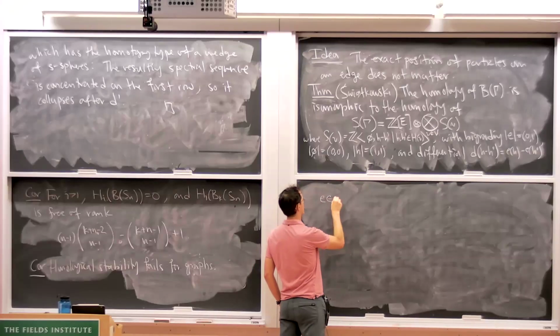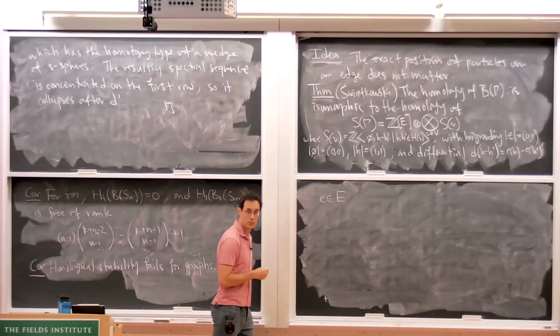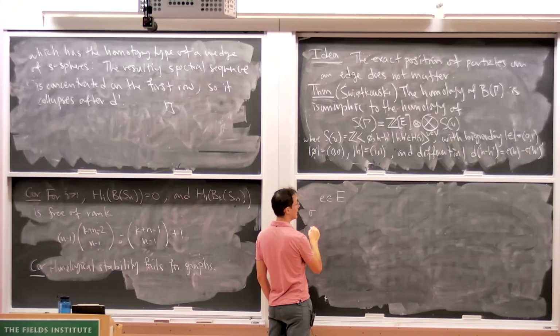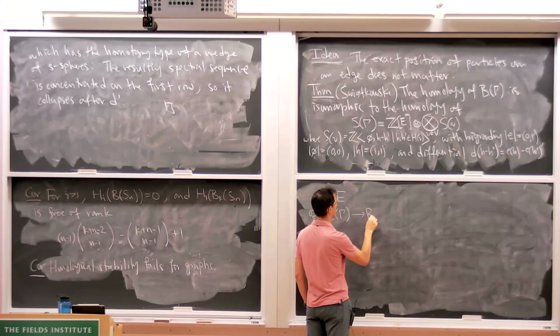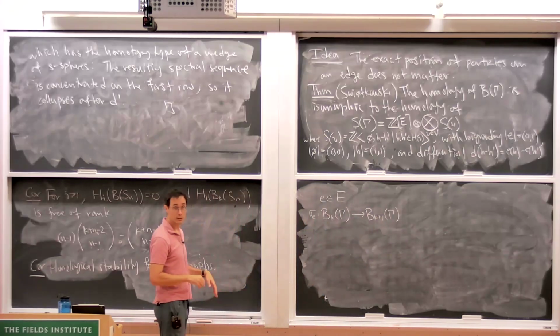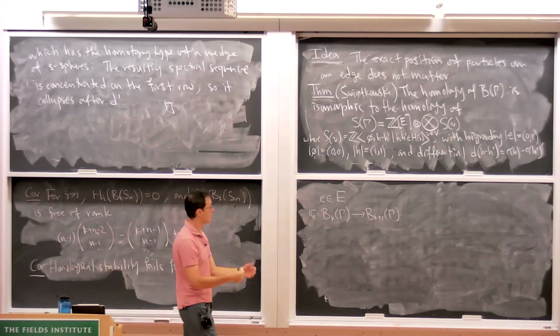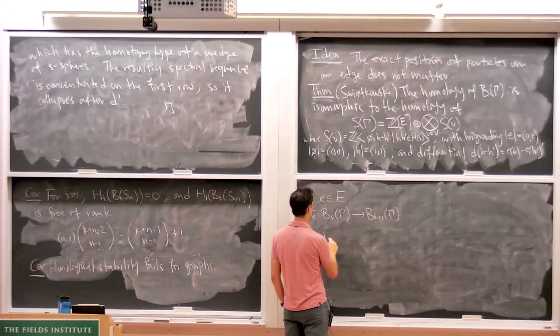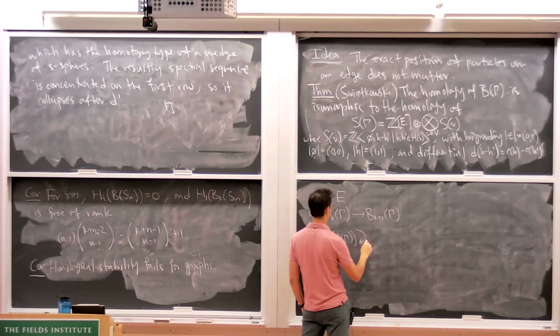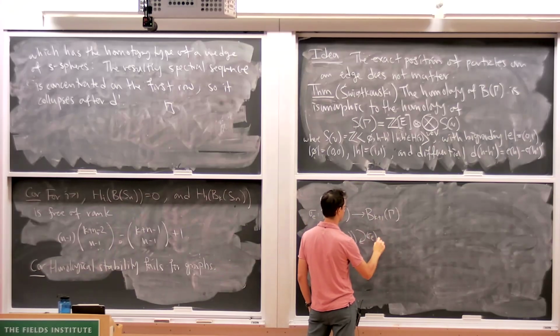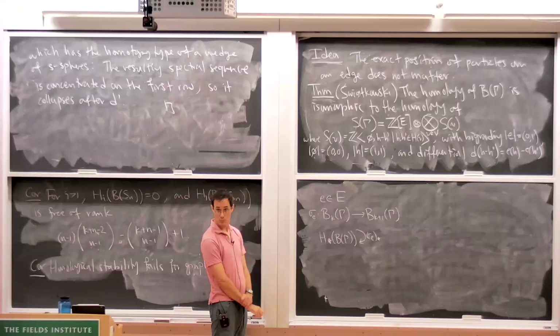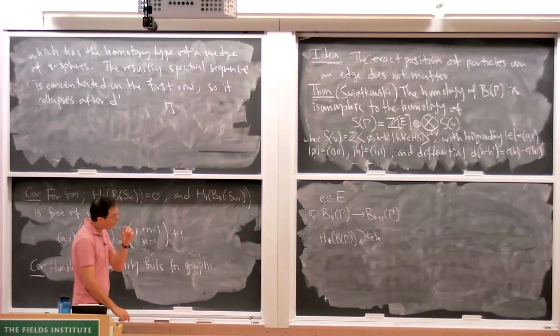So given an edge of the graph, what we need is a stabilization map, which I'll call sigma E, from the configuration space of k particles in the graph to the configuration space of k+1 particles in the graph. And then if we combine those together, we will obtain an endomorphism, which is just the induced homomorphism of the total thing.